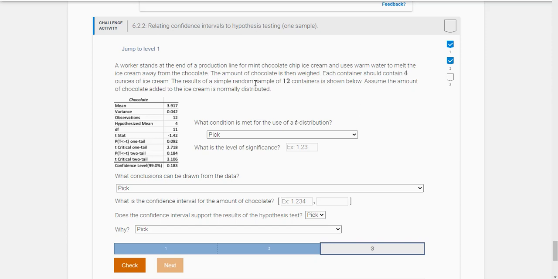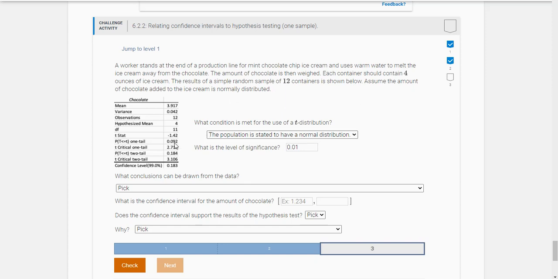Each container should contain 4 ounces, and the hypothesized mean is 4. So this is a two-tailed test; the alternative is that the mean is not equal to 4. What conditions are met for the t-distribution here? There are only 12 containers, but it says the amount of chocolate is normally distributed, which is great. What is the level of significance? It's 99% confidence, so the level of significance is 0.01.